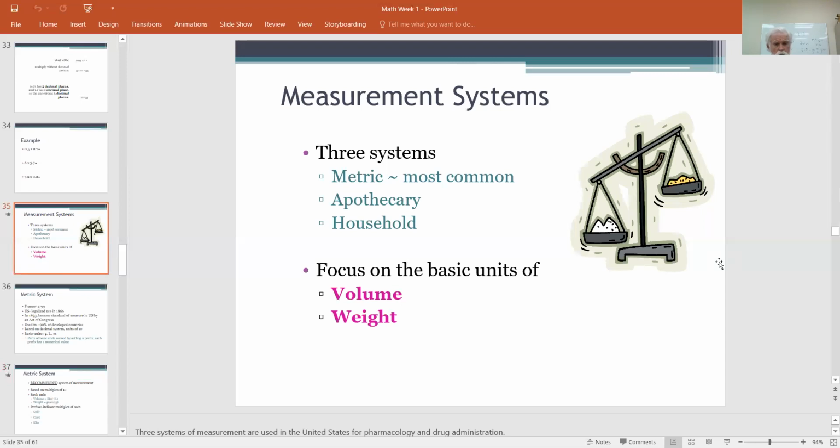It's important that we understand it. I trust you guys understand the metric system pretty well. You probably used it a lot. But I know you haven't ever used the apothecary system. Most pharmacists have never used the apothecary system. But we'll talk about where we use it, why, and what, okay?